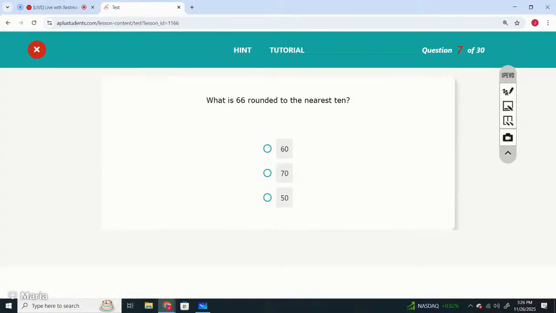66 is rounded to which 10? Very good. That is 70. Option number 2 is the correct option.